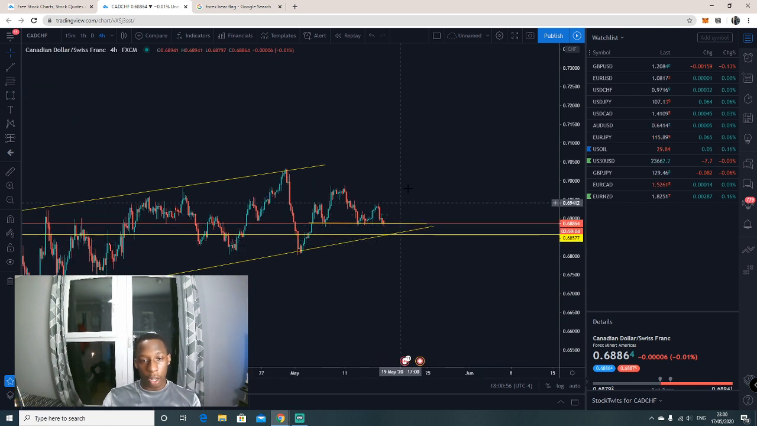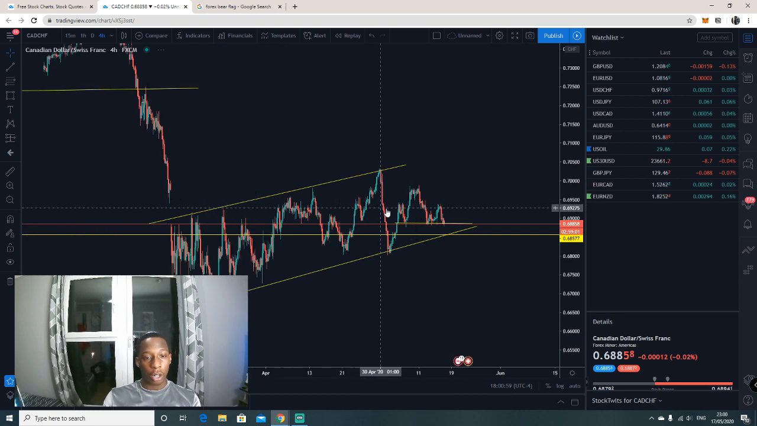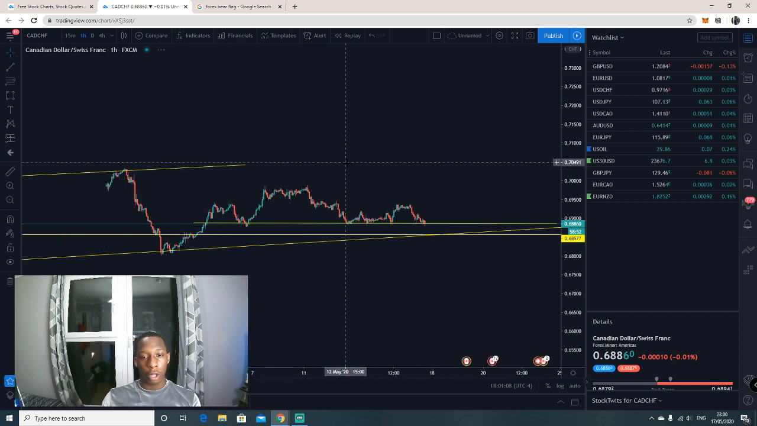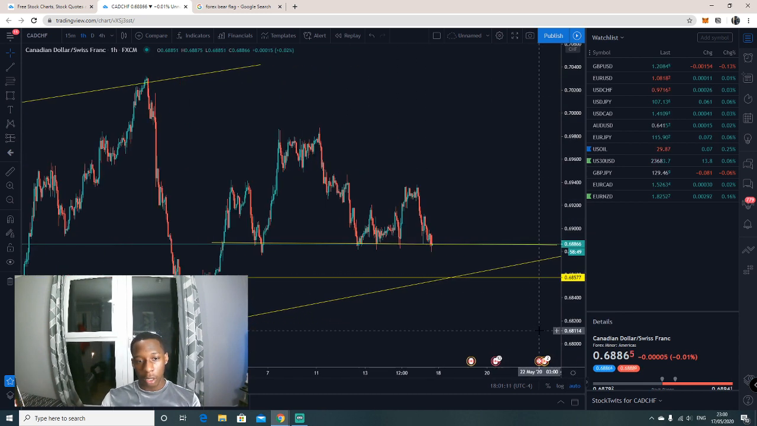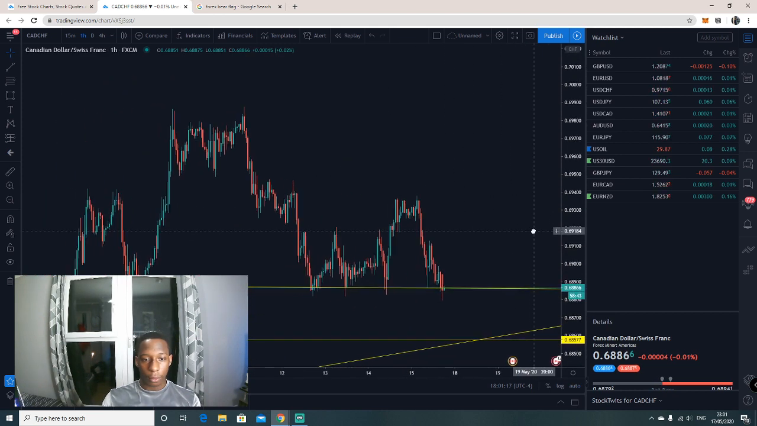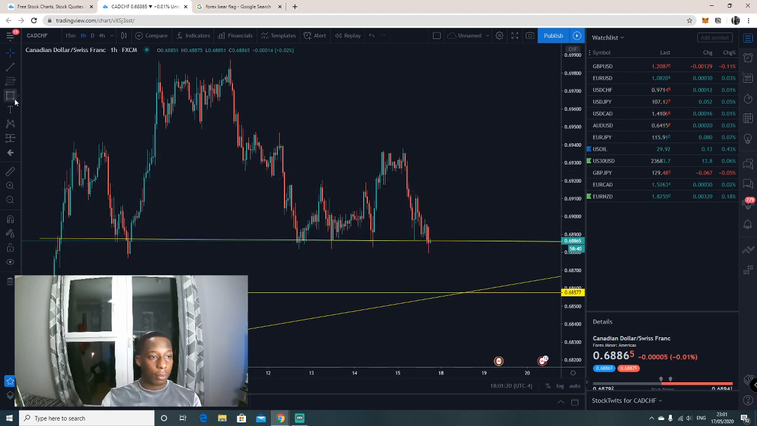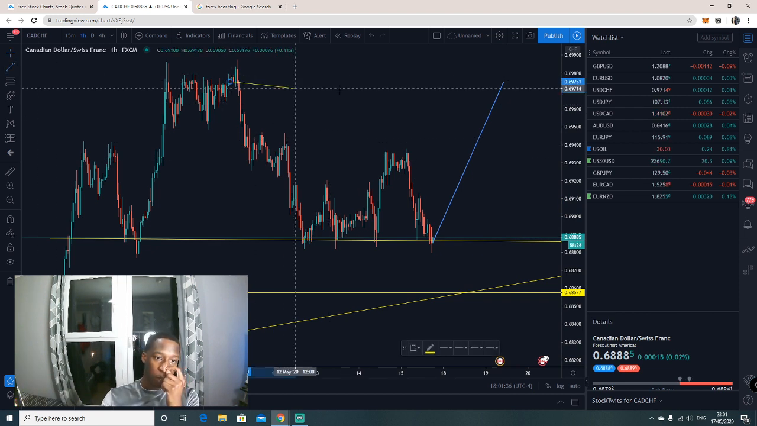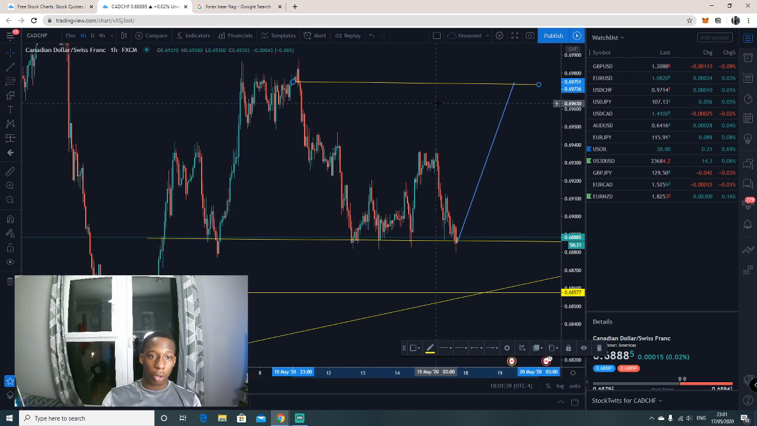There could be a break to the downside before it continues to the upside, but we know that there's an uptrend from the daily, and there's a double bottom forming on the 4 hour. So let's go to the hourly time frame and take a better look at what's going on. I'll be looking for longs in the market. Take it to this tweezer top.